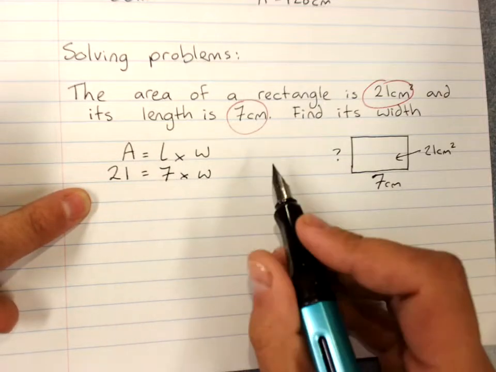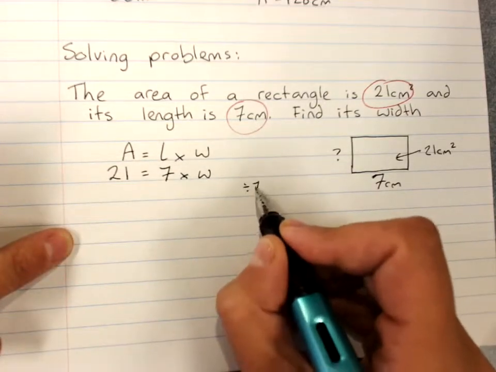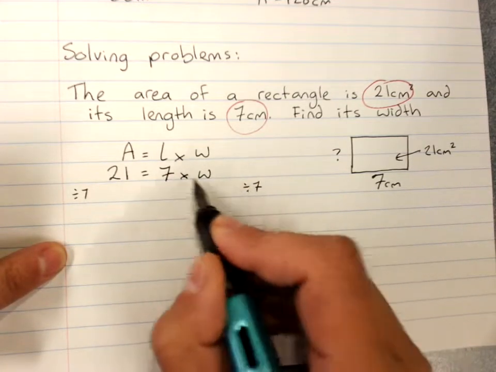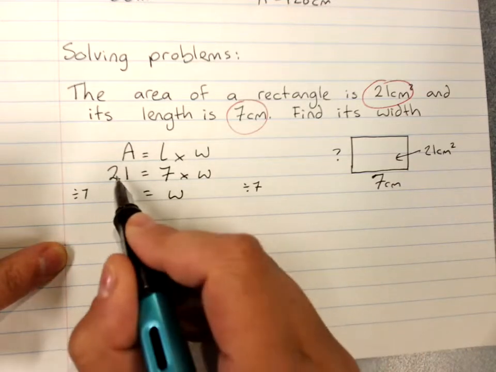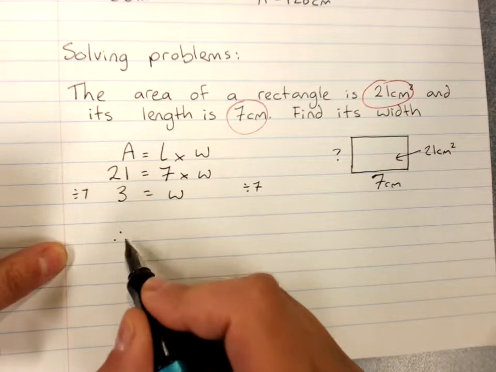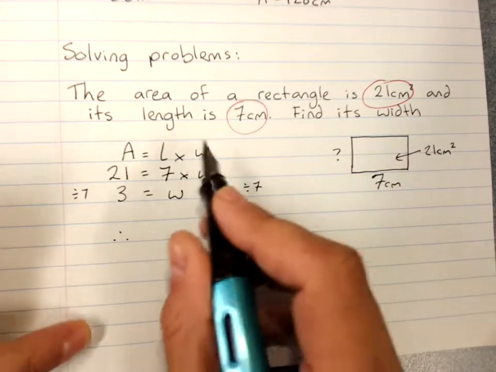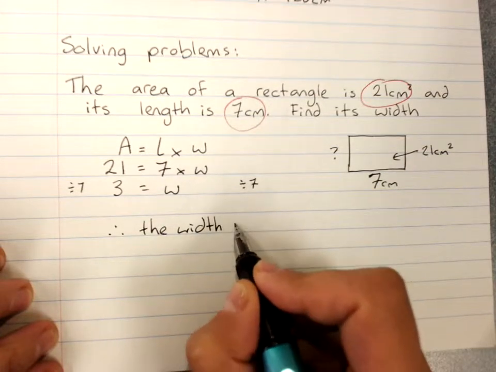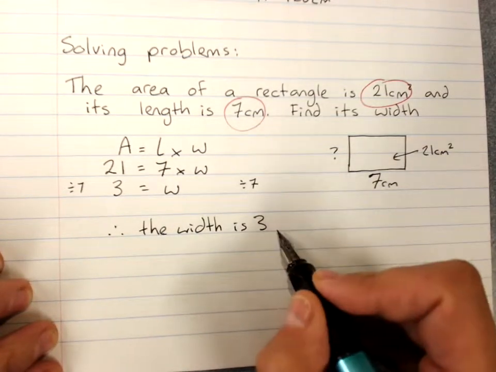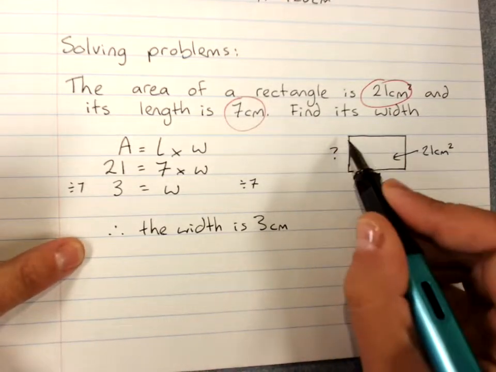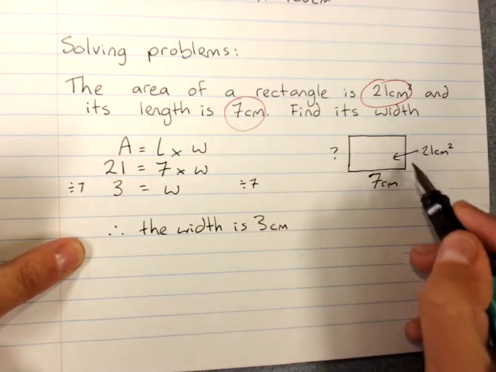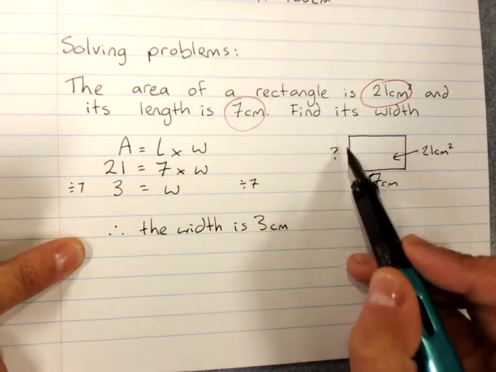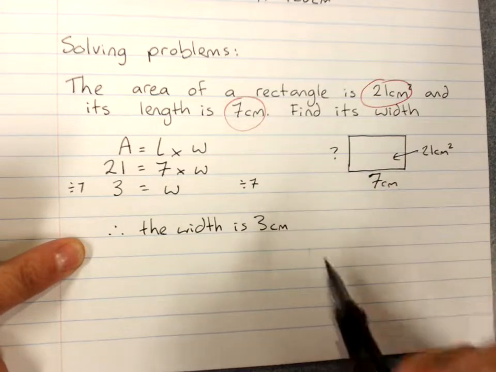To get rid of times 7, we're going to divide by 7 on both sides, which makes this cancel out. 7 divided by 7 goes away. So this is the width. 21 divided by 7 is 3. 3 dots means therefore. So because of this, we can say the width is 3, and we're in centimeters. Now it's not centimeters squared because I'm just measuring a length. The area is centimetres squared, but the width is just a length or a distance measurement, so it's just in centimetres.